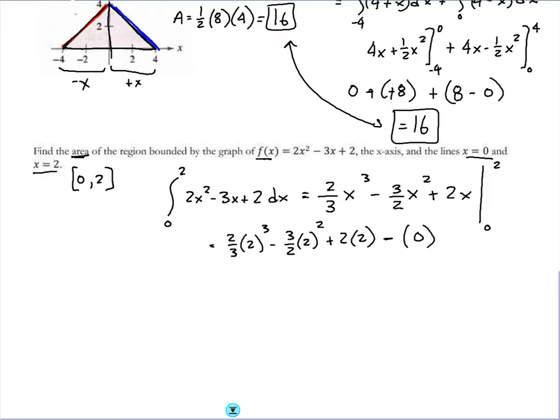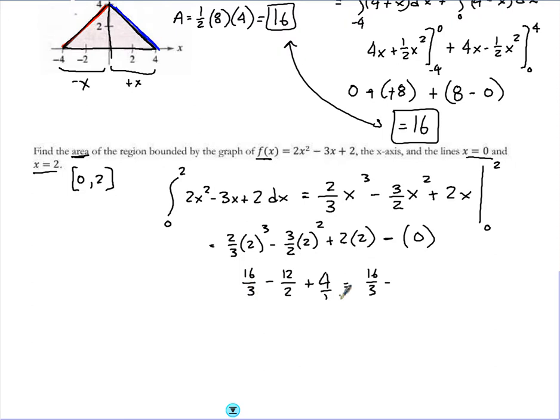2 to the 3rd power is 8. 8 times 2 is 16, so I got 16/3. Minus 4 times 3, that's 12/2. And then here I have a positive 4. Right now I don't like denominators, and this is typically a problem that you would see on a non-calculator section. So I have to get like denominators here. I need a common denominator of 3, 2, and 1, which would be 6.